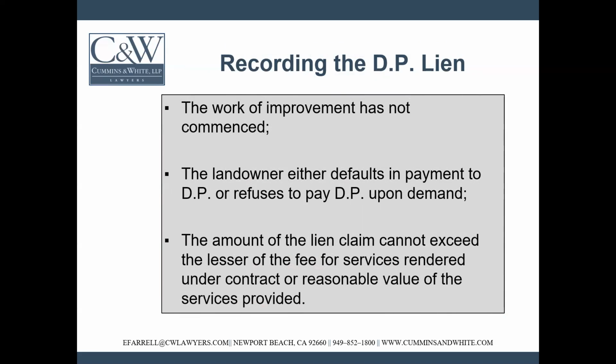Once the lien is ready for recording, there must be other things that must be in place. First, as we mentioned earlier, the work of improvement must not have commenced on the property. The landowner must obviously be in default on payment to the design professional or refuse to pay upon demand. And the amount of the claim, the amount of money that is claimed unpaid in the lien, cannot exceed the lesser of the fee for services rendered under the contract or the reasonable value of the services provided.